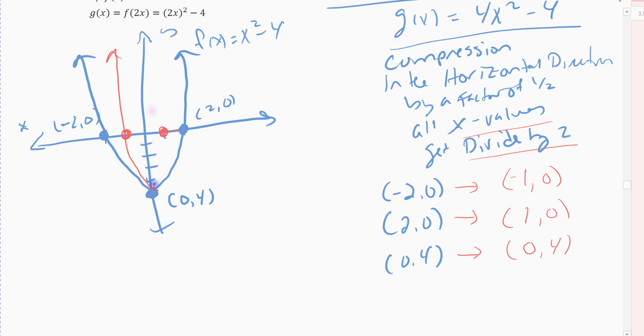And so the new points here are negative 1, 0 and 1, 0. And so it is compressed. My g of x, which is the red function, has been compressed horizontally. It's been pushed in the horizontal direction. It looks like a vertical stretch, but it's not a vertical stretch because that would move the vertex. What it's done is push the x values in by a factor of 1/2. All of the x values on this graph get divided by 2, and that pushes it closer to the y-axis, right? It's been smooshed in, compressed in the horizontal direction.